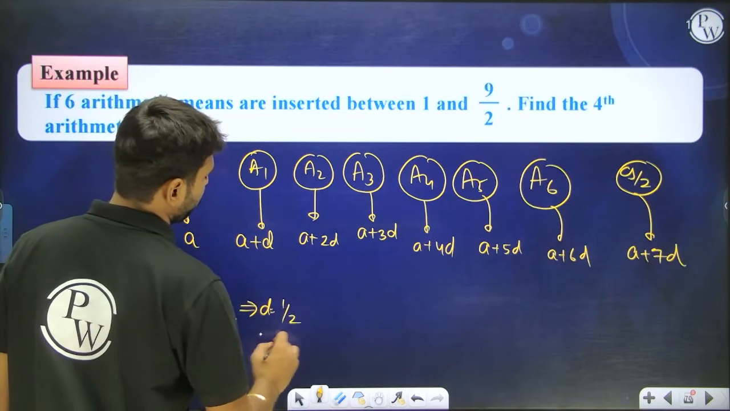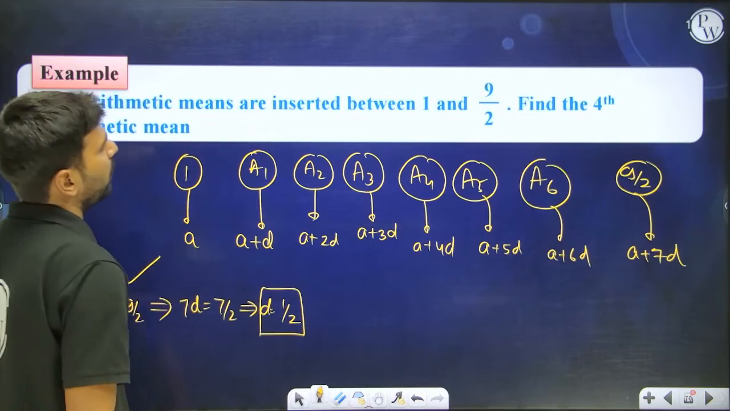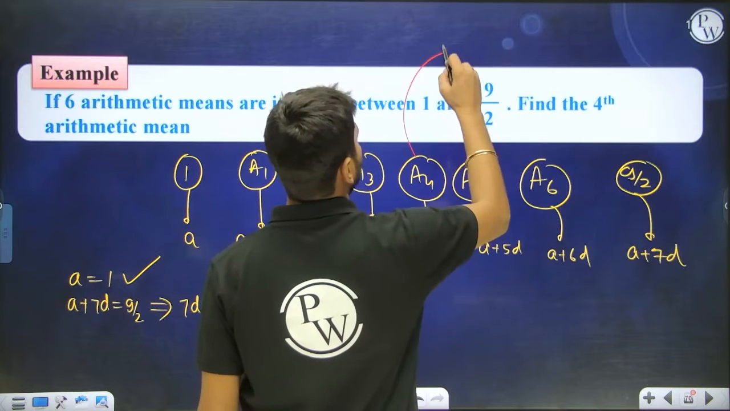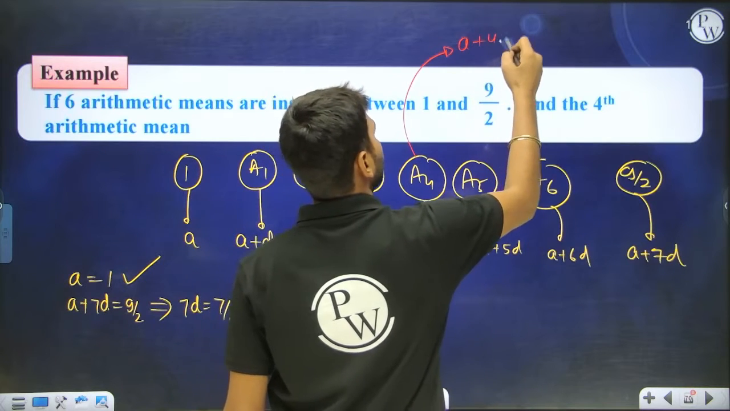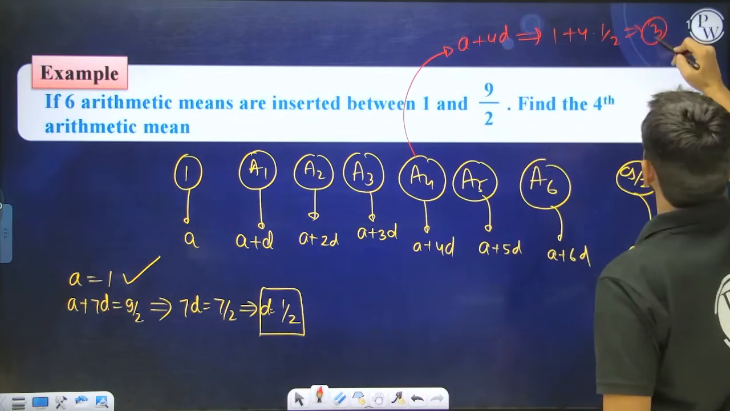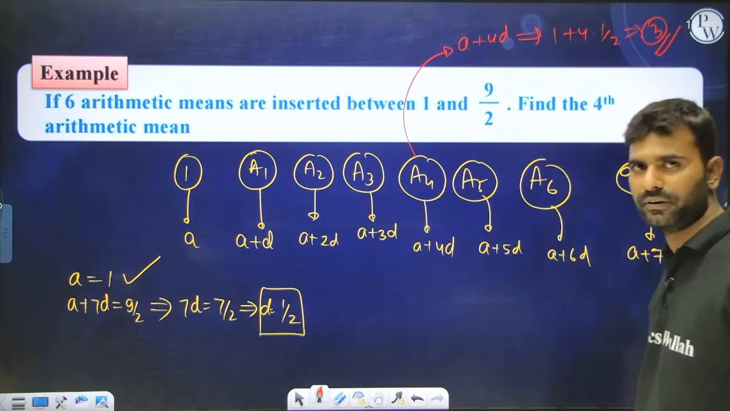The moment we have got the value of D as half and A's value as 1, the question is asking us to find out the fourth arithmetic mean. The fourth arithmetic mean means A4, that is A plus 4D. We can find it out as 1 plus 4 into half, that is equal to 3. So 3 is the answer of this given problem.